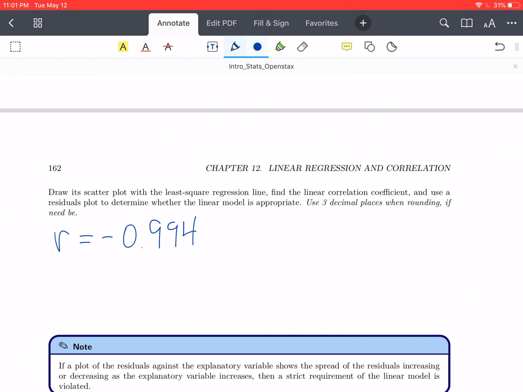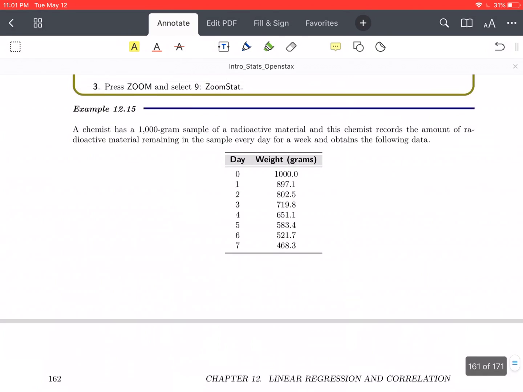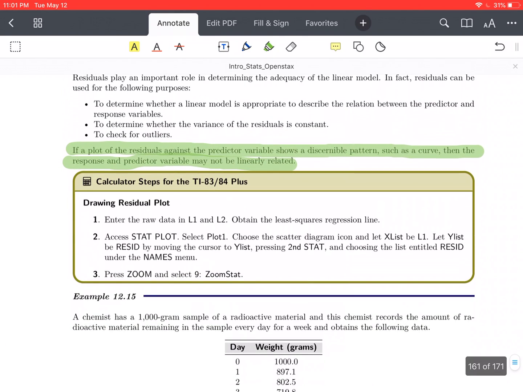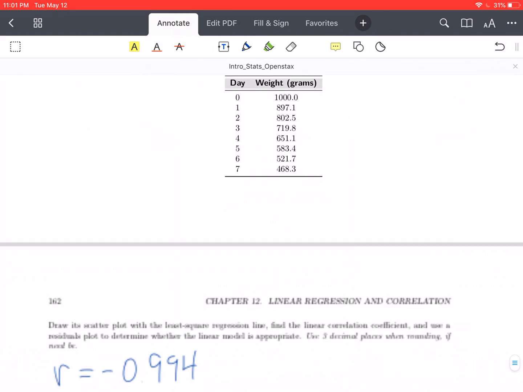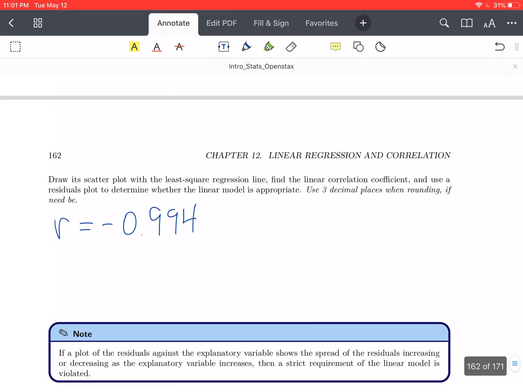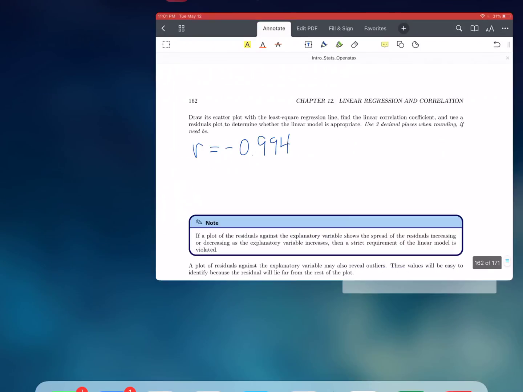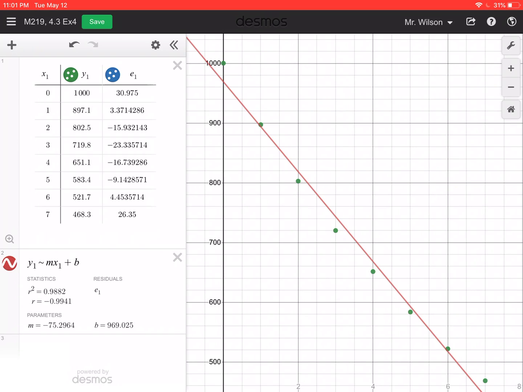And then we need to now look at the residuals to see if there is any discernible pattern in the residuals. Because again, if we just recall what we said up here, if there looks like there's a pattern to the residuals, like a curve, then that means that these should not be linearly related. But if there is no pattern, then we say that the line is the best way to go. So let's look at these residuals.